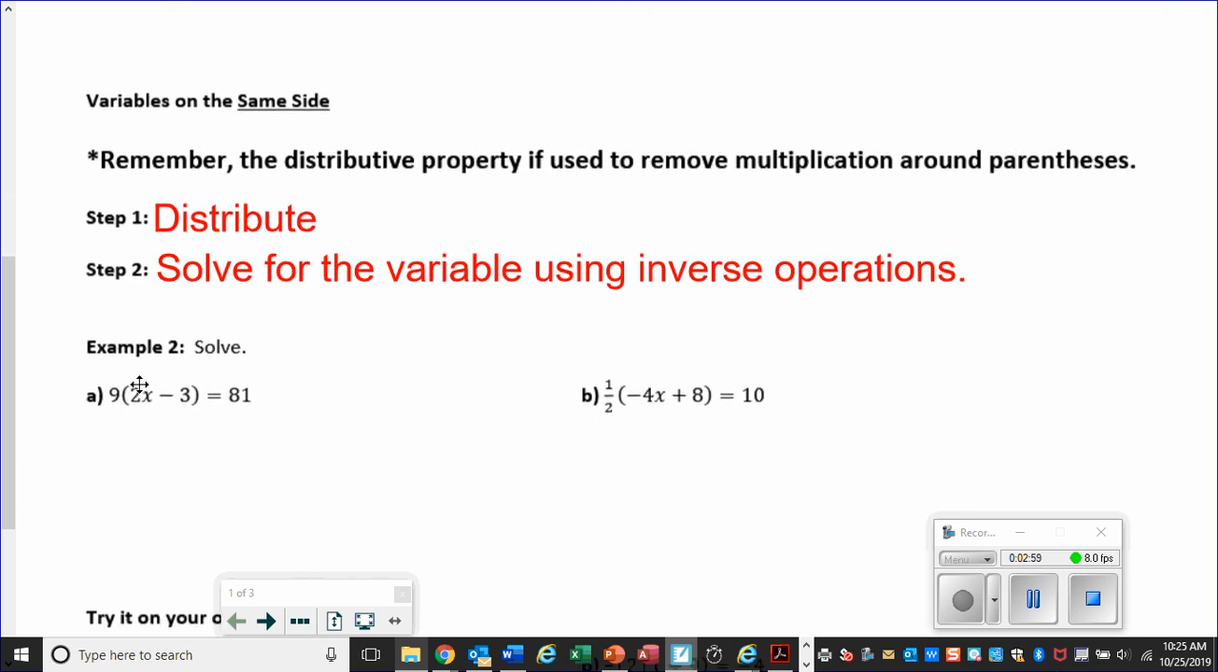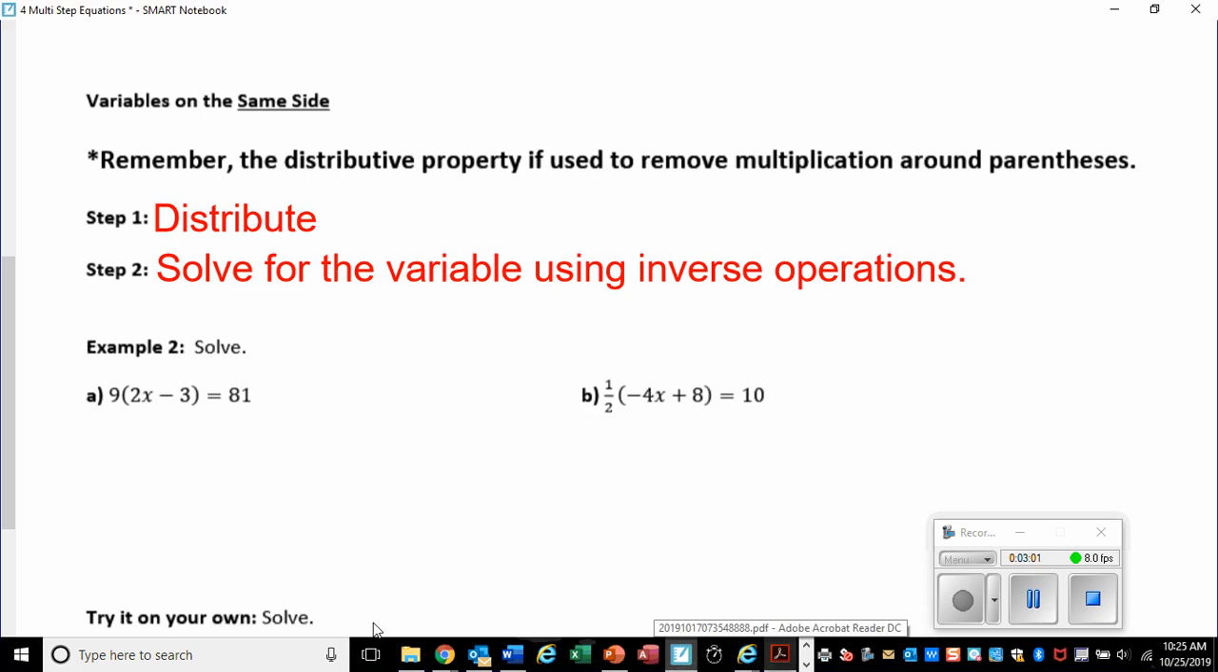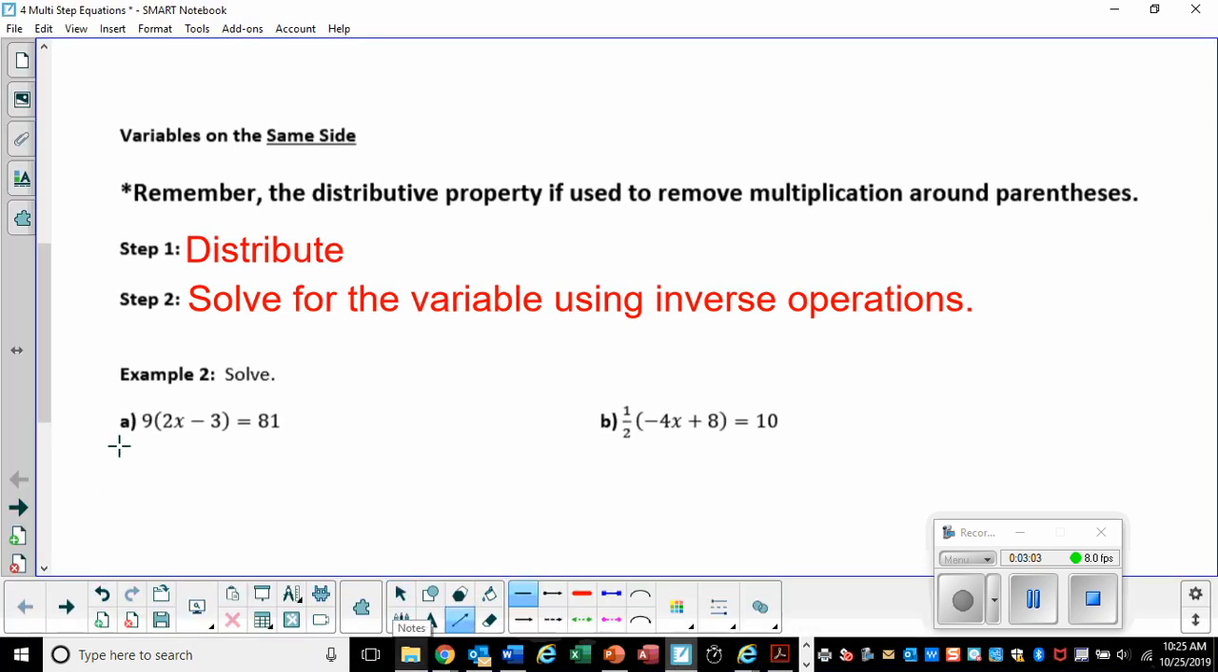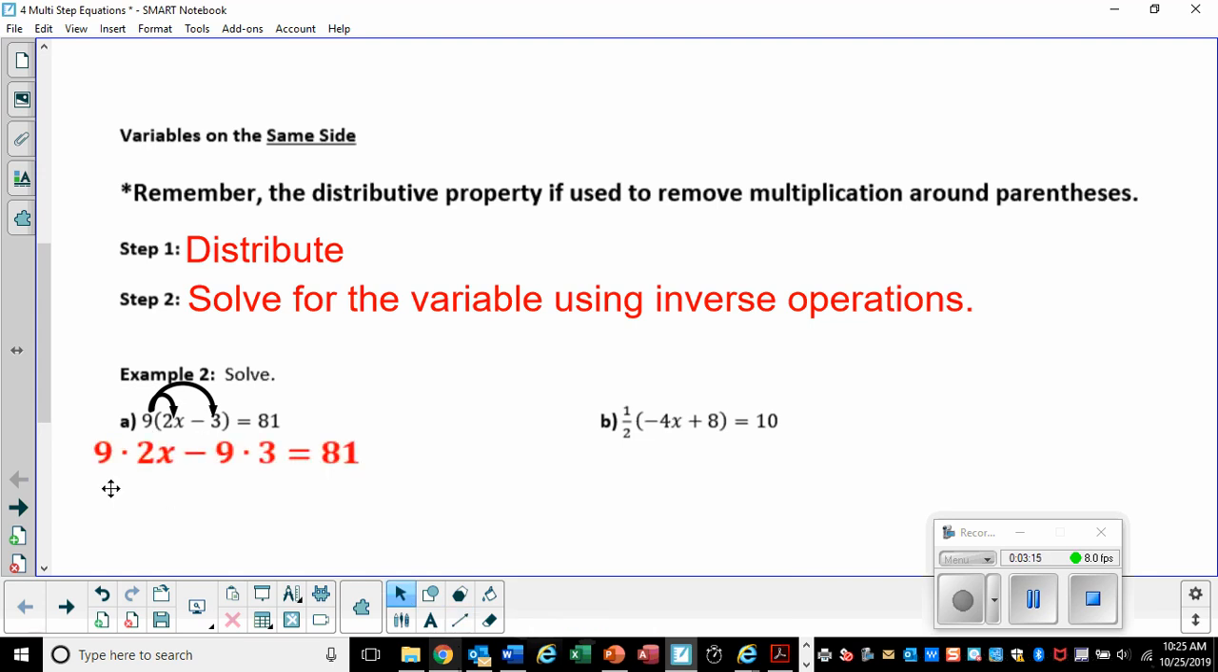So I'm going to go ahead and make my arrows. Did I not put them in? Maybe I did. I don't remember. So I'm going to do my waves. 9 times 2x. And I'm going to do 9 times negative 3. Okay? So I'm going to do that multiplication. So now I have 9 times 2x minus 9 times 3, or 9 times negative 3, the same thing. And I get 18x minus 27 equals 81.